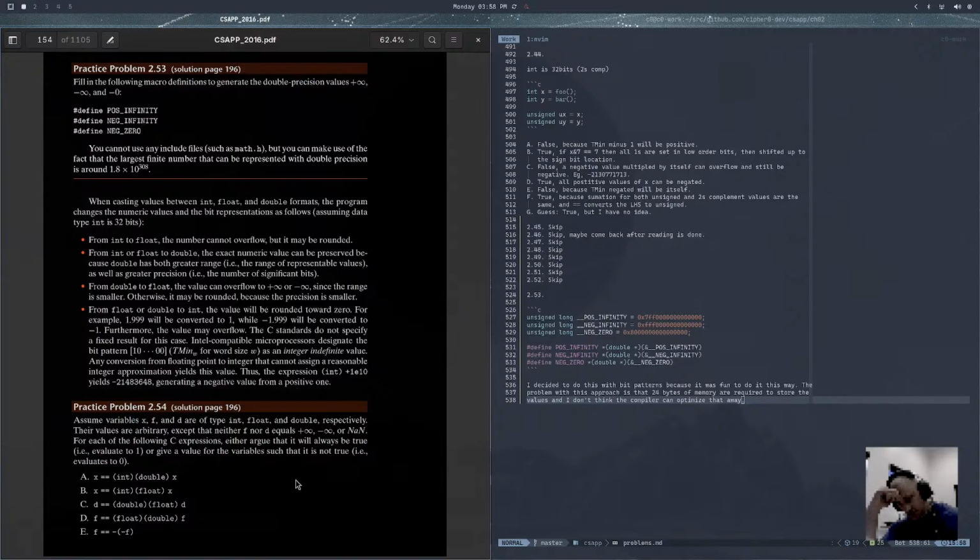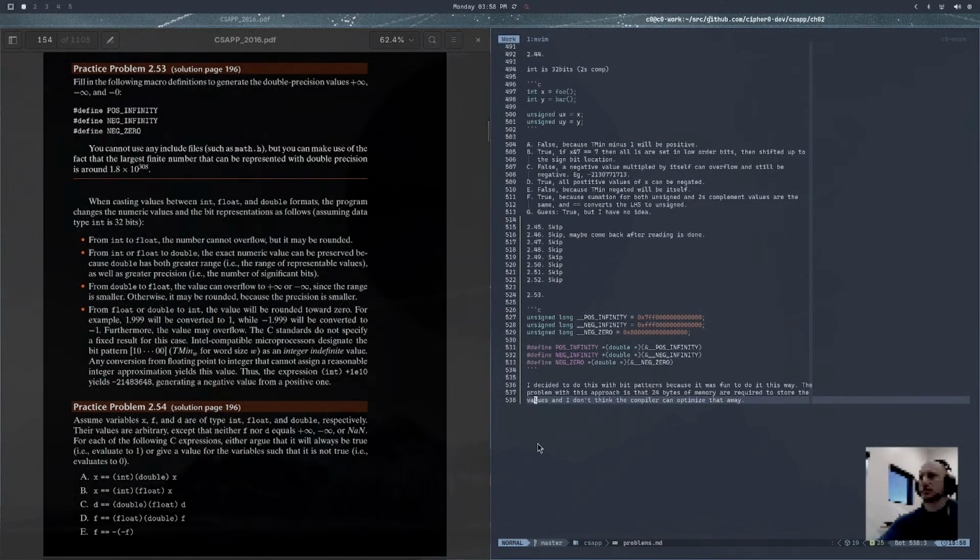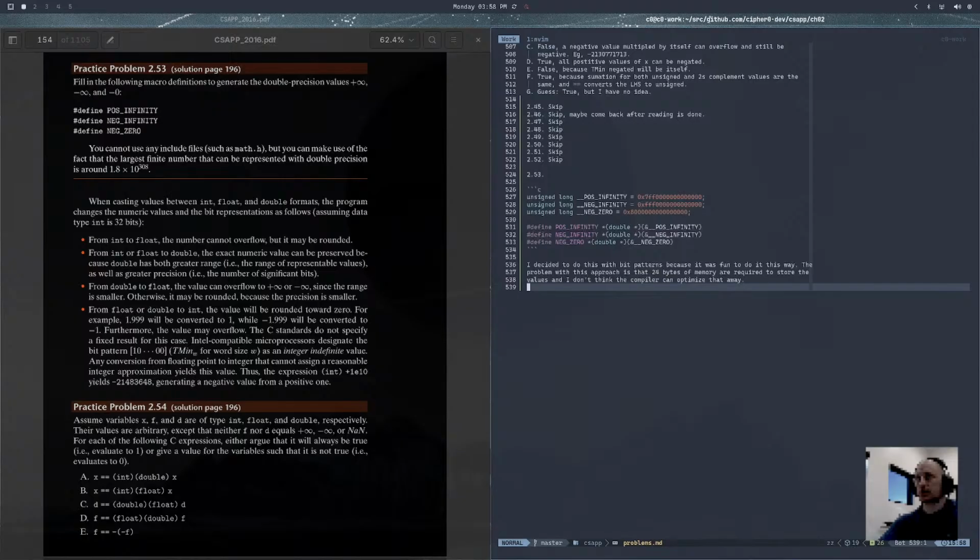Assume variables x, f, and d are type int, float, and double, respectively. Their values are arbitrary except that neither f nor d equals positive or negative infinity or NaN. For each of the following C expressions, either argue that it will always be true, evaluate to 1, or give values for the variables such that it's not true, evaluate to 0. Let's go ahead and do this one. This one sounds fun.